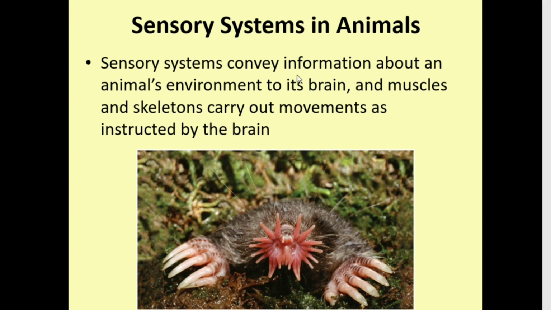So sensory systems convey information about an animal's environment to its brain, and then muscles and skeletons carry out movements as instructed by the brain. That's kind of what we've established as we've gone through. You see the star-faced mole here with its highly sensitive nose that it uses for detecting the environment and ideally finding food, such as earthworms.